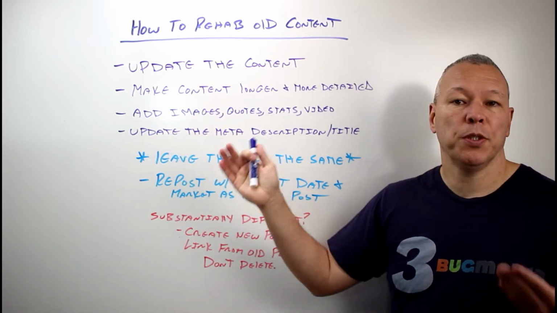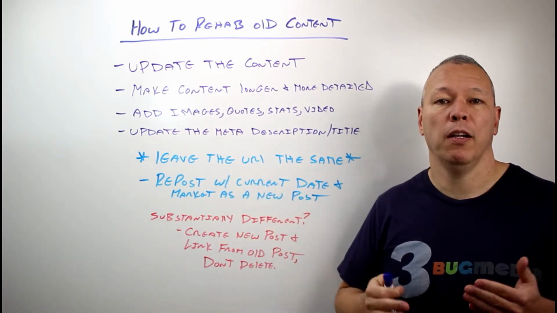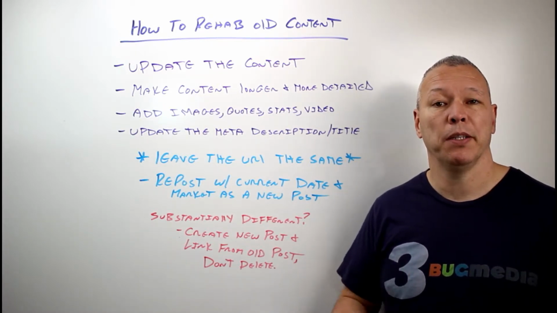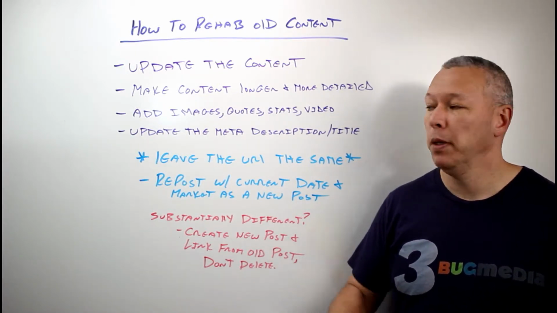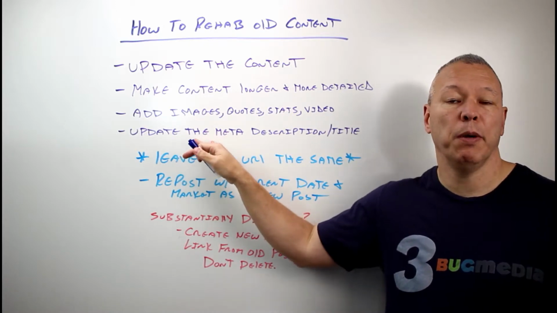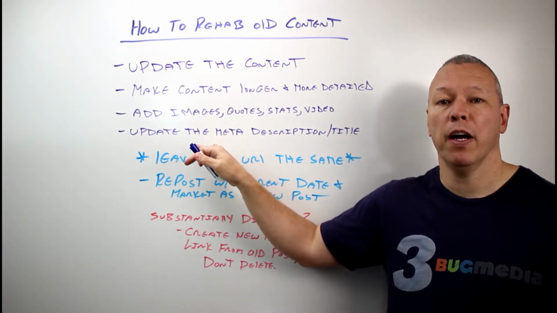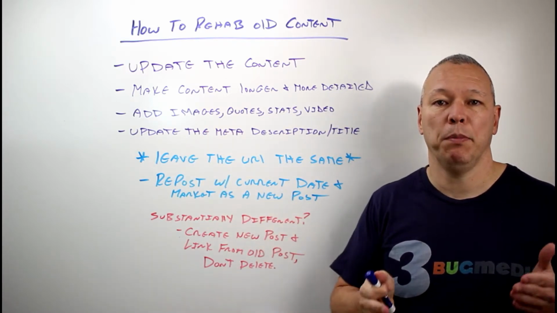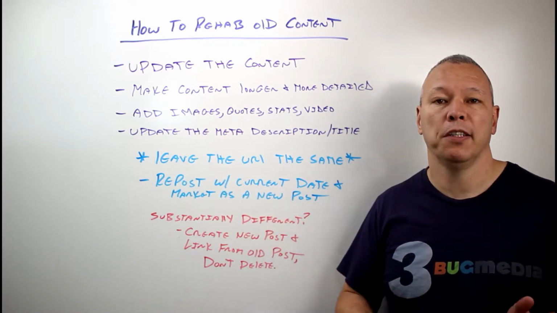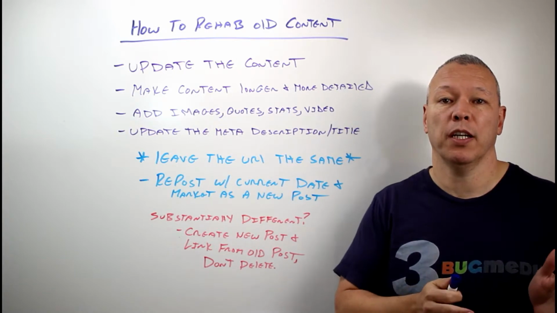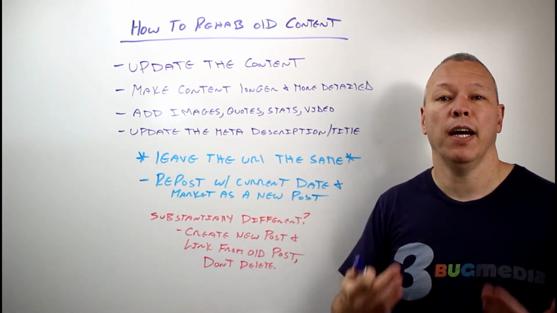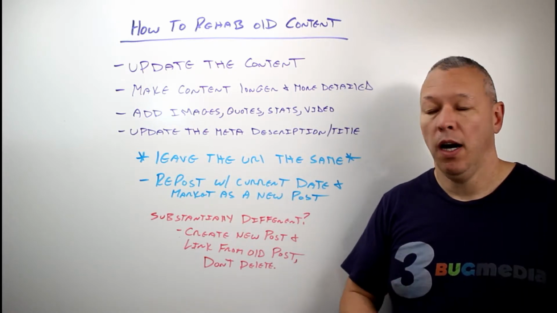Update the meta description and title. Maybe the original title was kind of boring, or it wasn't on topic enough, or maybe it's outdated. Tweak the title a little bit, tweak the meta description. The meta description is not a ranking factor in Google for SEO purposes, but it is seen by people in the search results, and it's a determining factor in whether somebody is going to click on it or not. So review your meta description and your title and see if they need to be updated.